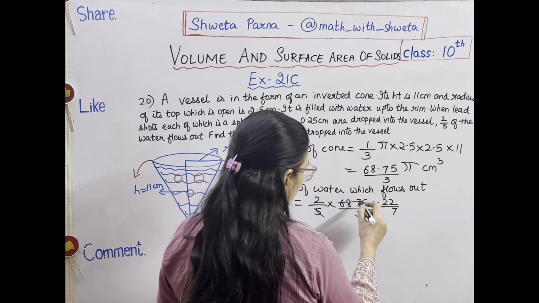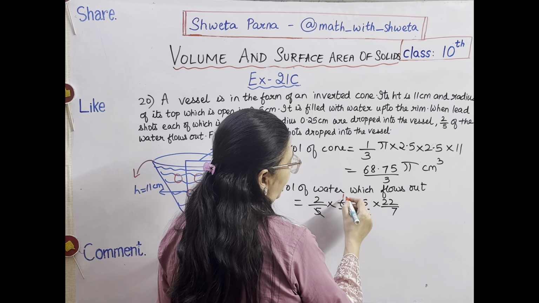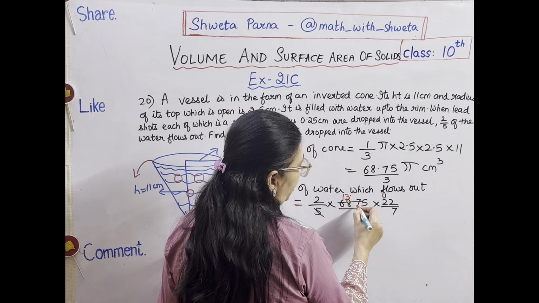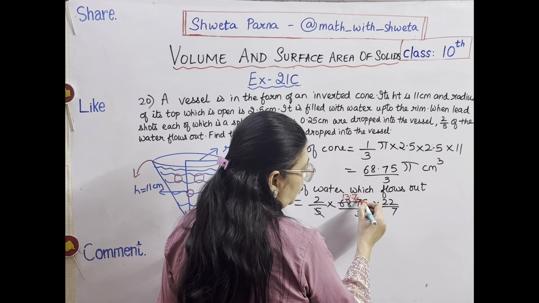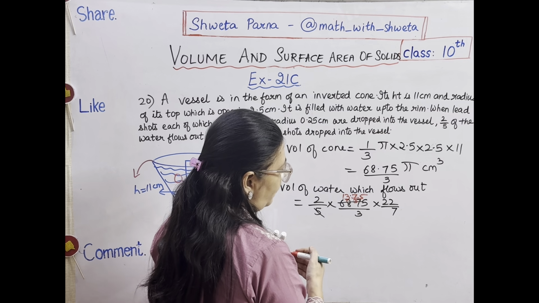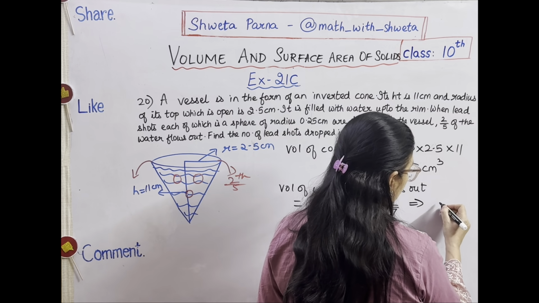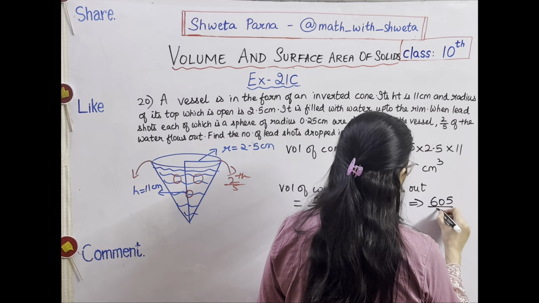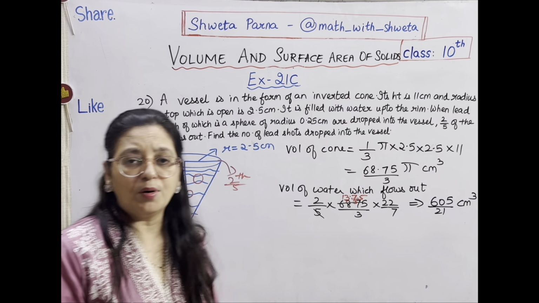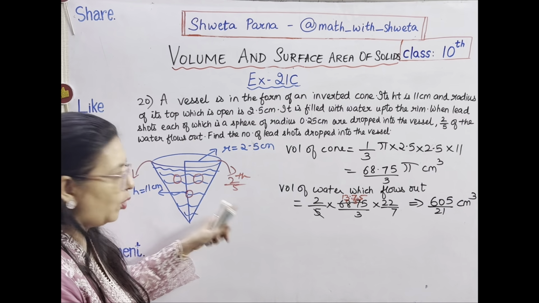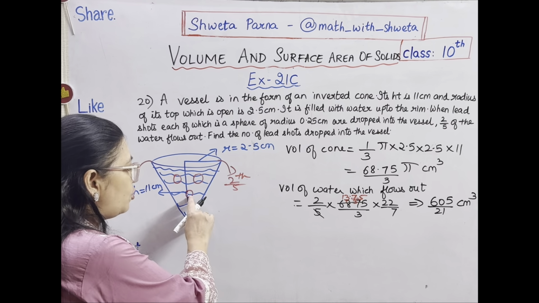So let's divide it. 5 ones are 5, 5 threes are 15, 5 sevens are 35, 2 fives are 10, 13.75. 10 into 22 is 44. So 44 into this is 605 upon 21 centimeter cube. This much volume of water has flown out. Now why has this volume of water flown out? It is due to the lead shots.